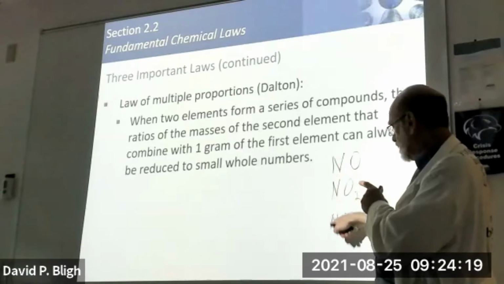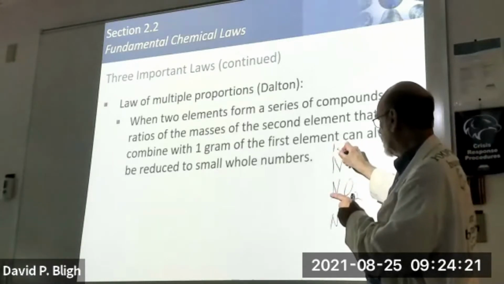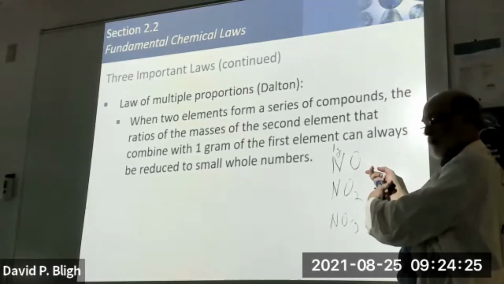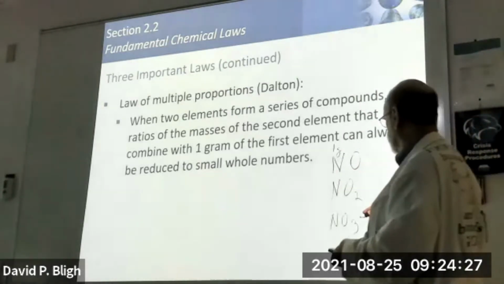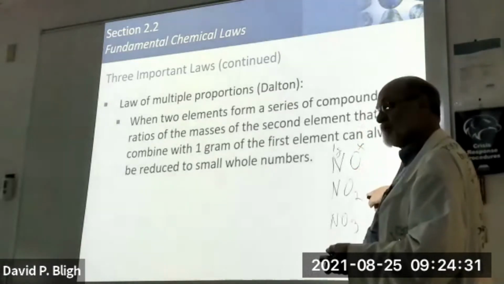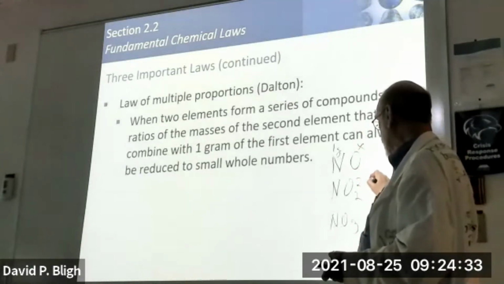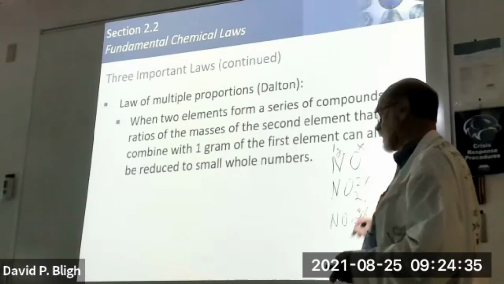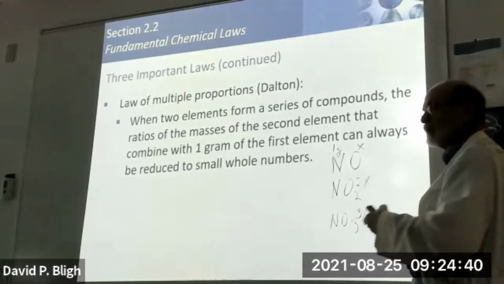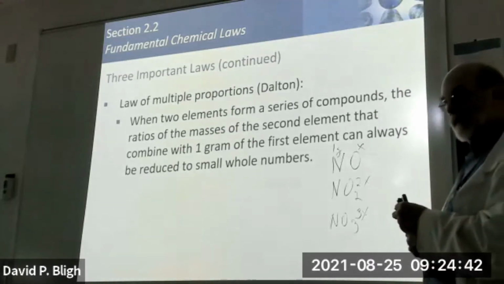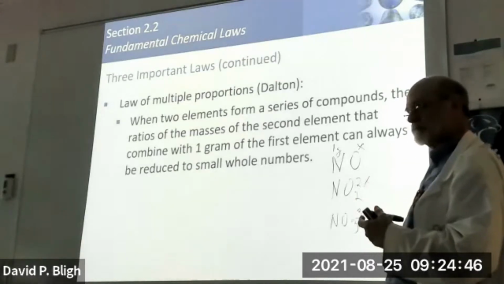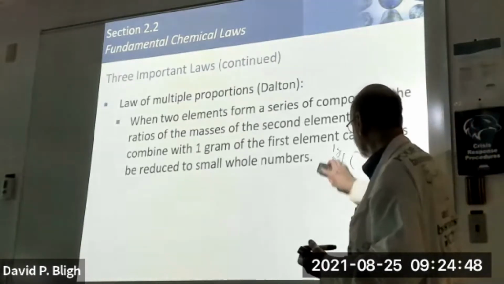If we hold this one at 1 gram, then we can calculate the mass of the others, right? I don't happen to know what that is, but whatever it is, X for this one, this mass is always going to be 2X, and this one's always going to be 3X. Okay. That's the law of multiple proportions. They are proportionate by whole numbers. 1, 2, 3.